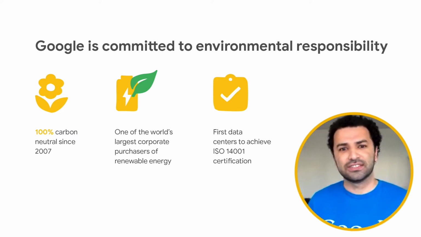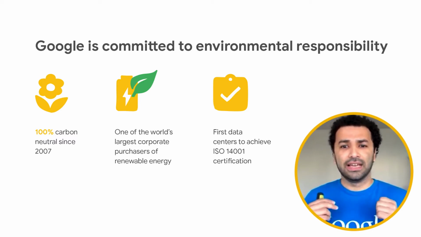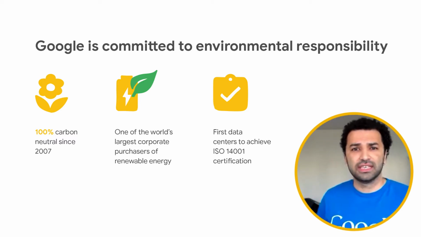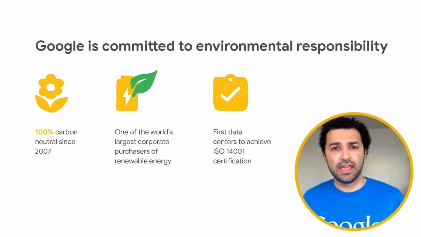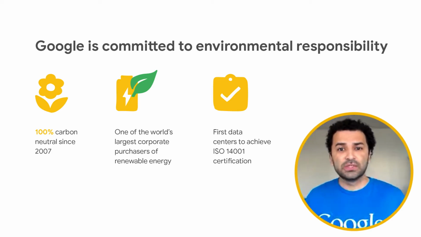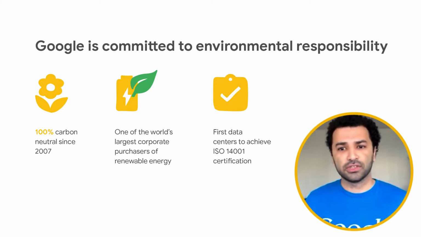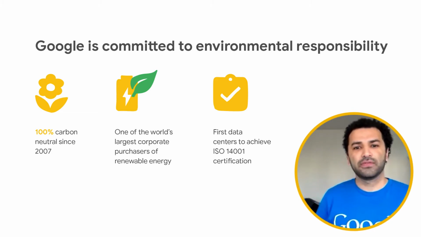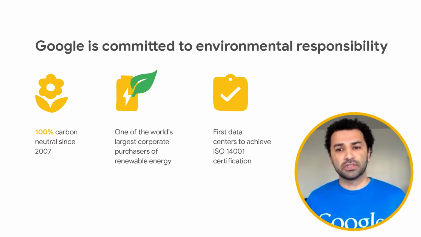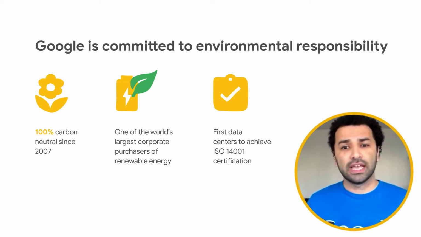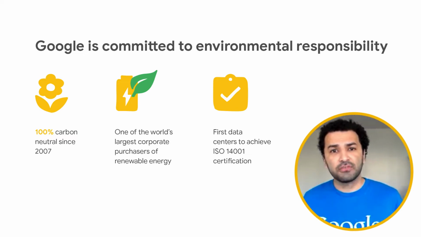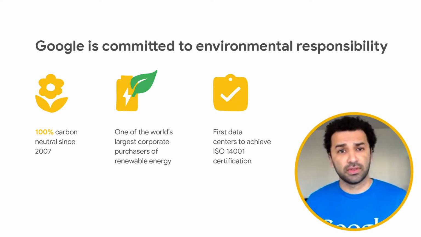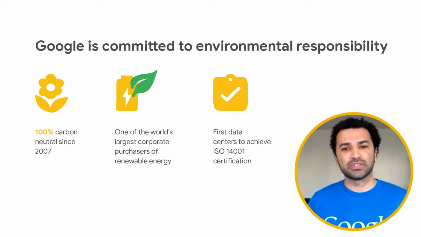Let's take an example of Google's data center in Hamina, Finland, which is one of the most advanced and efficient data centers in the Google fleet. Its cooling system, which uses seawater from the Bay of Finland, reduces energy use and is the first of its kind anywhere in the world. Google is one of the world's largest corporate purchasers of wind and solar energy. Google has been 100% carbon neutral since 2007, and we have reached 100% this year of renewable energy sources for our data centers worldwide.